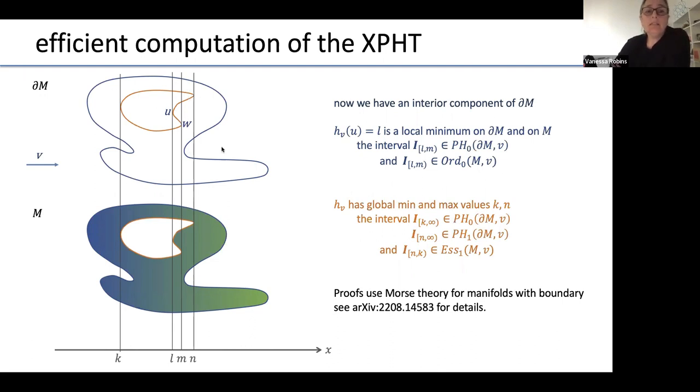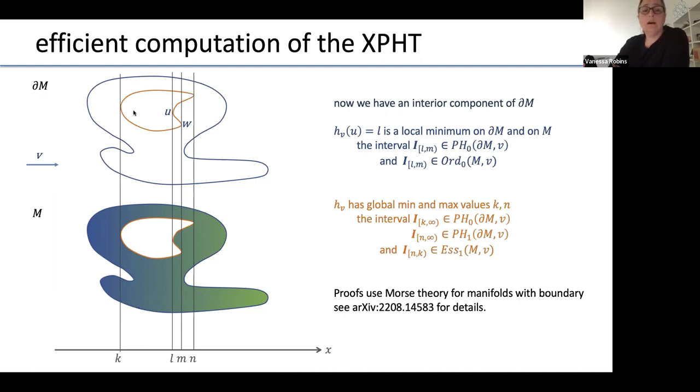Now, if we're looking at an interior curve, the finite lifetime objects behave in the same way. So we still have to check that critical point and see whether it's a local minimum for M or not. So here U is a local minimum for M. So we know the interval U to W is part of the ordinary homology for M.